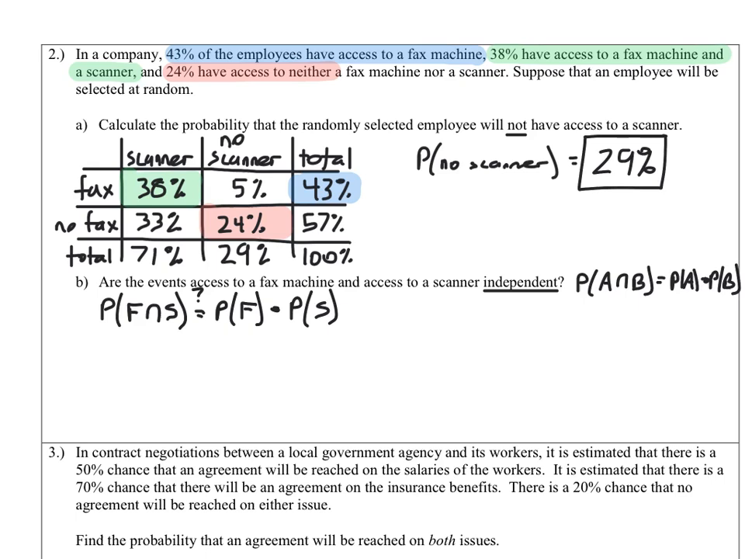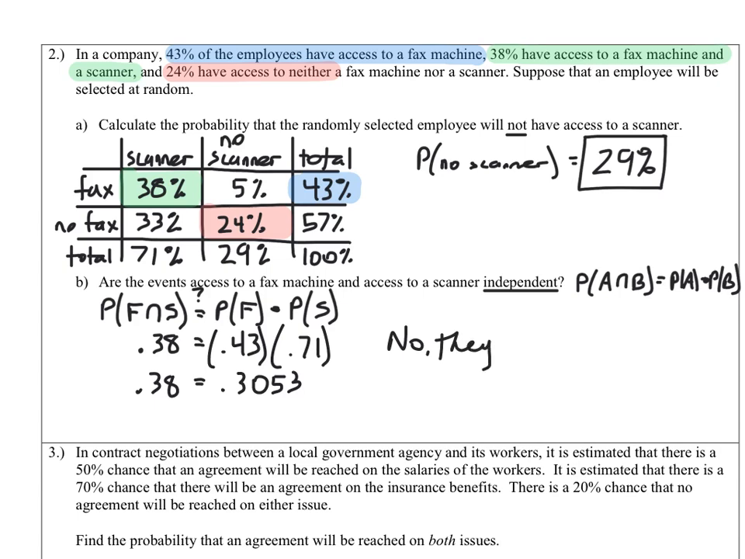So fax and scanner was 38%, which is 0.38. The probability of having a fax machine is the total row of fax, which is 43%. Probability of scanner, the total scanner row, is 71%. So if you use your calculator and multiply 0.43 times 0.71, you get 0.3053. So are those two equal to each other? No. So we can put a slash through here. They are not independent.